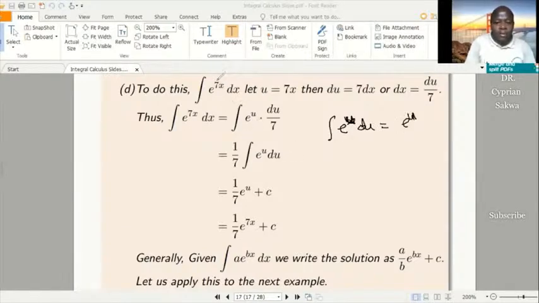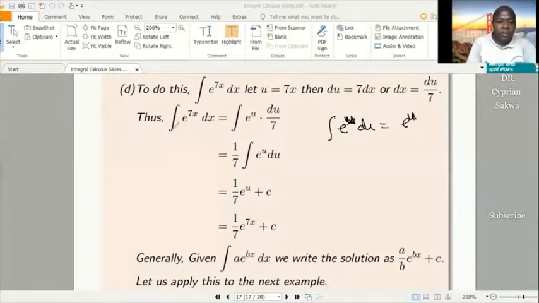So that means whatever is here, I must make it be u. Whatever is here, I call it u. So I say, let u be 7x. Then differentiating both sides, the left side will give me du, and the right side will give me 7 dx. Then divide both sides by 7 to make x the subject of the formula, and that means dx is equal to du over 7.